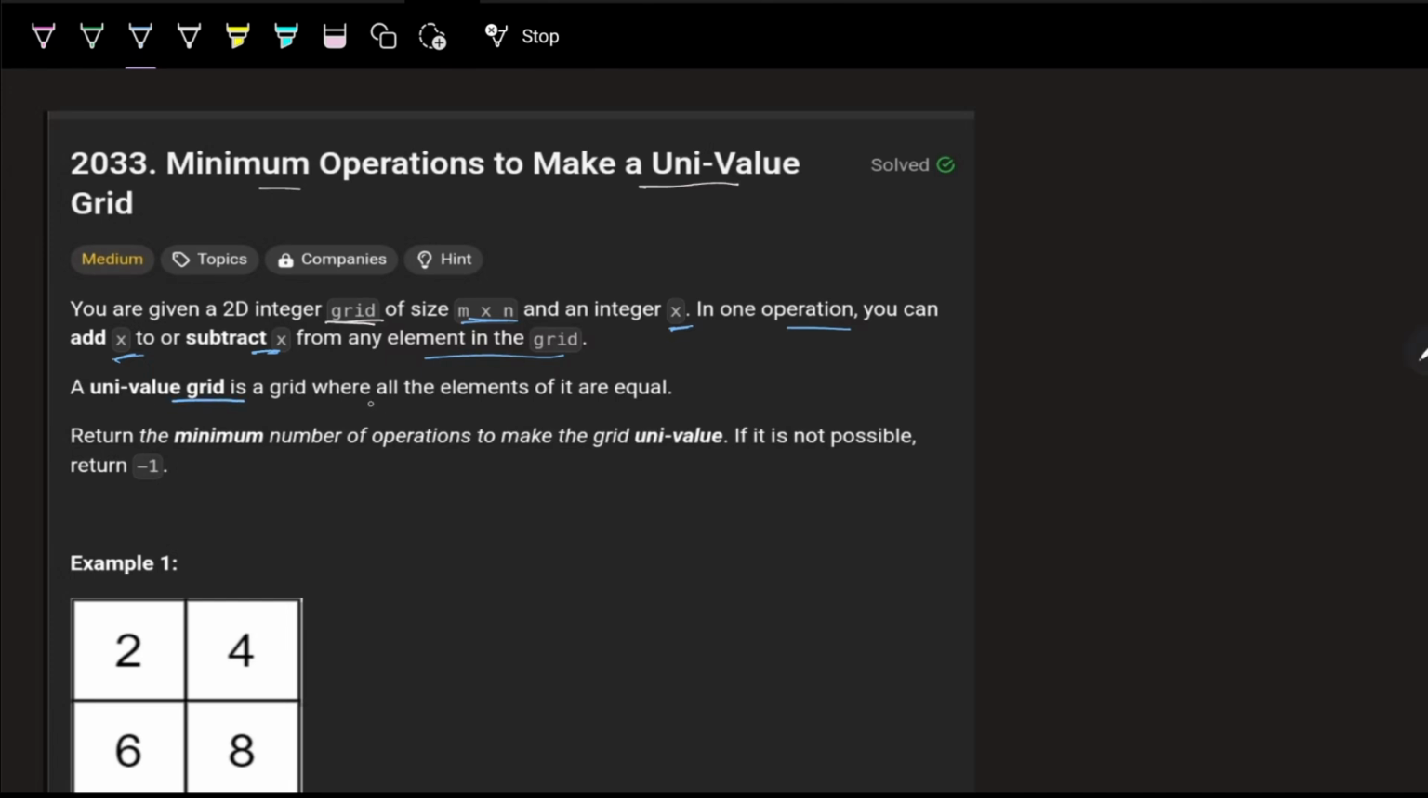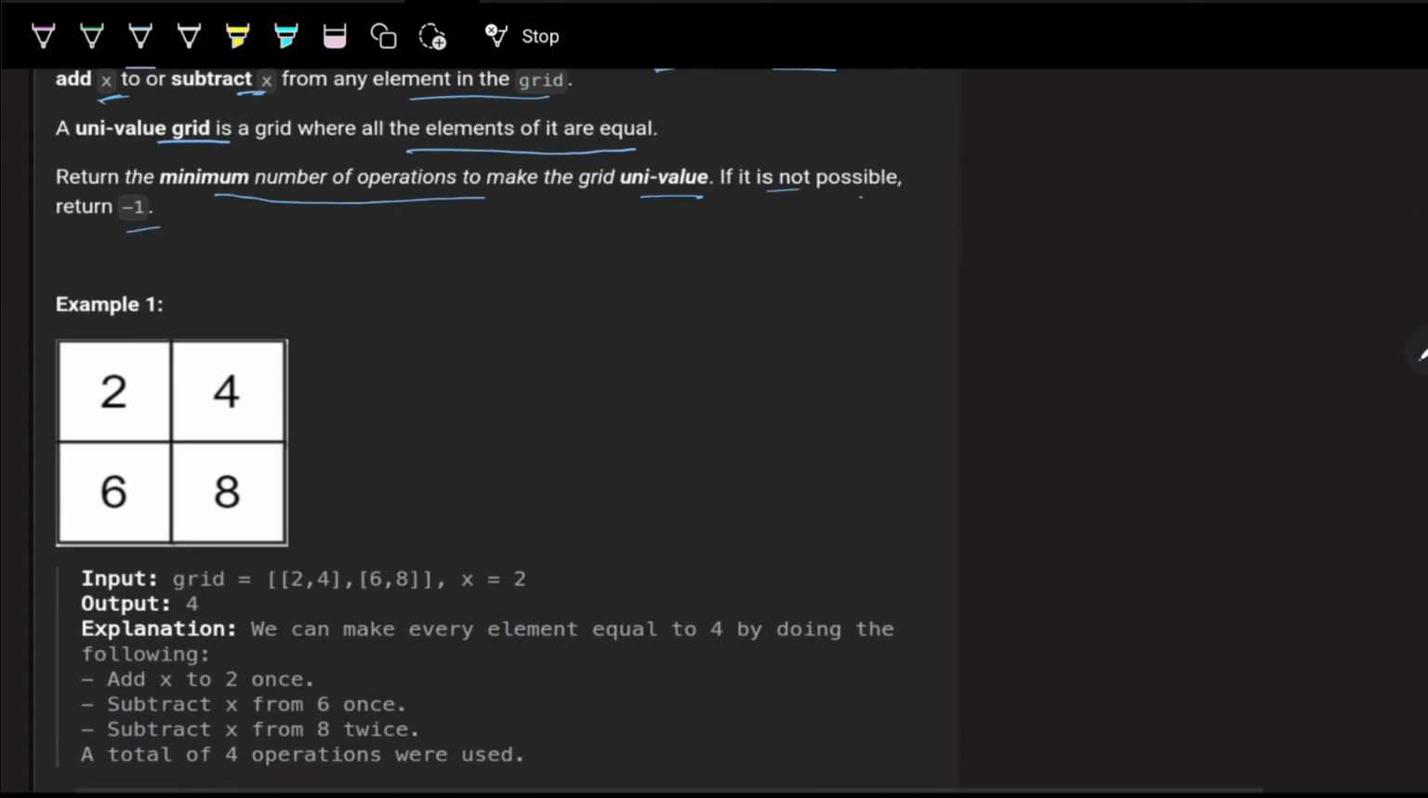A uni-value grid is a grid where all elements are equal. Basically we have to convert all elements of the grid into one equal value. Return the minimum number of operations to make the grid uni-value. If it is not possible, return -1. So let's understand this with a test case.